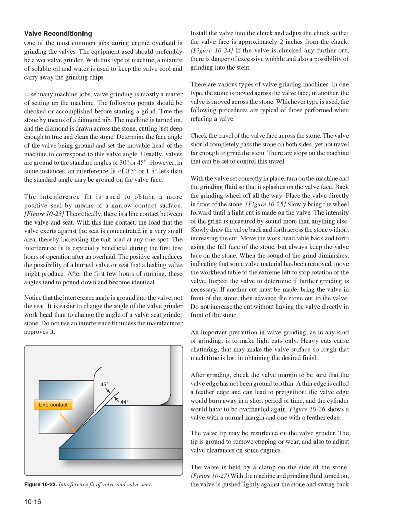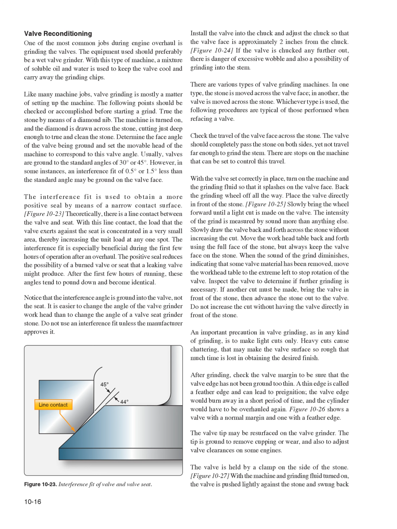The interference fit is used to obtain a more positive seal by means of a narrow contact surface. Figure 10:23, theoretically, there is a line contact between the valve and seat. With this line contact, the load that the valve exerts against the seat is concentrated in a very small area, thereby increasing the unit load at any one spot. The interference fit is especially beneficial during the first few hours of operation after an overhaul. The positive seal reduces the possibility of a burned valve or seat that a leaking valve might produce. After the first few hours of running, these angles tend to pound down and become identical.